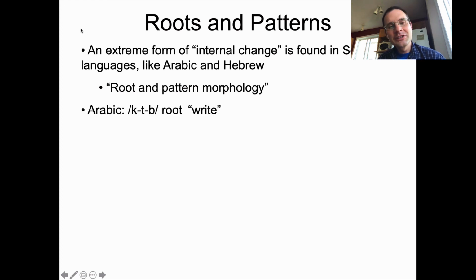And they both share this feature of root and pattern morphology. So in Arabic, there is what's called a root, similar to the roots we've been talking about in morphology, except in Arabic, this is just 3 consonants in a row.